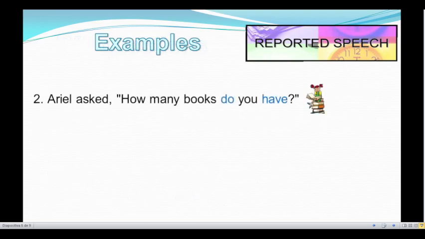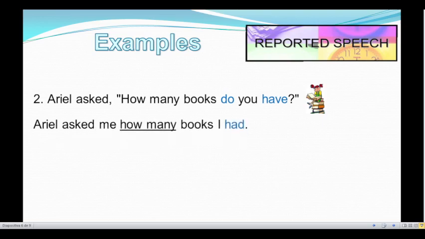Number 2. Ariel asked, how many books do you have? Again, this is in simple present, so we have to change it to simple past. What are the question words? Well, the question words are how many books. Ariel asked me how many books I had.